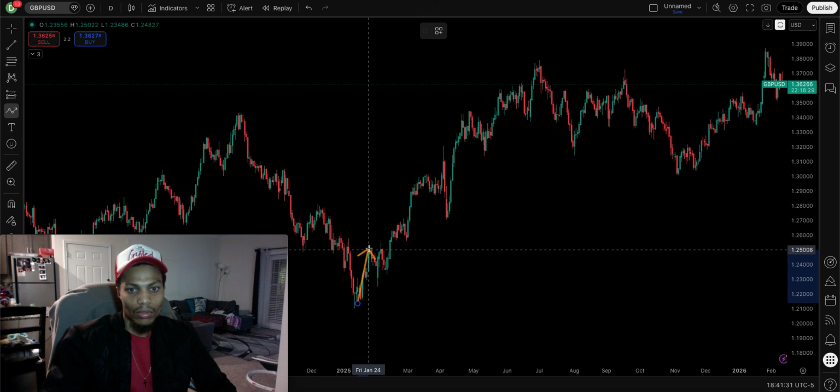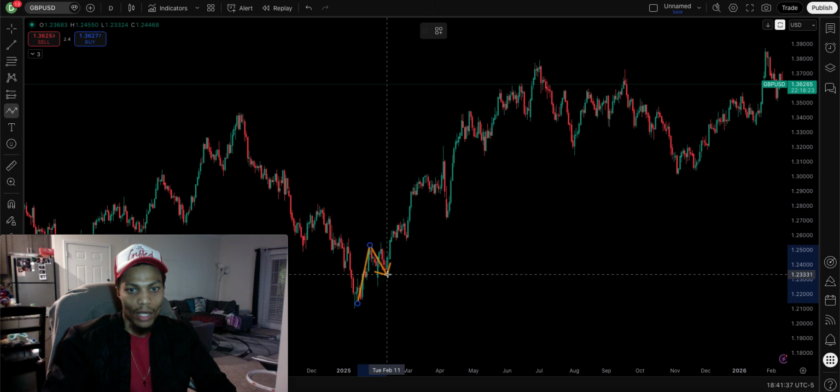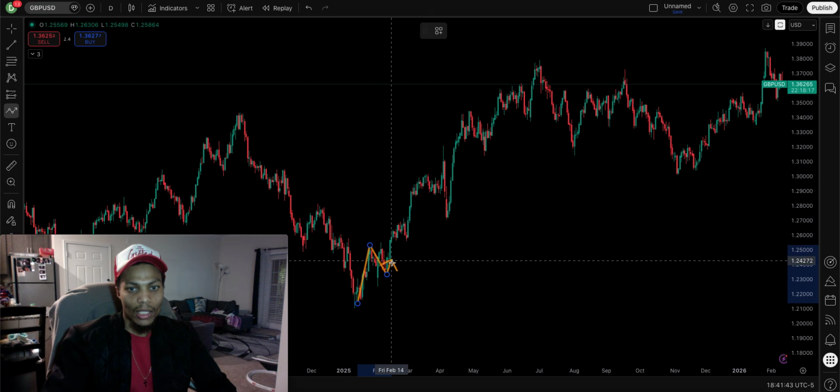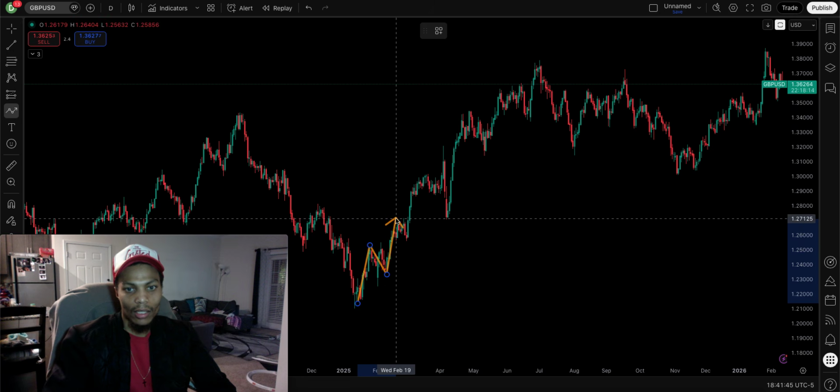So here's a low, here's a high. This is our starting point, our low and our high. And then we have this nice pullback, right? Creating a higher low because why? It did not get below this low. Breaking this high, making a higher high.